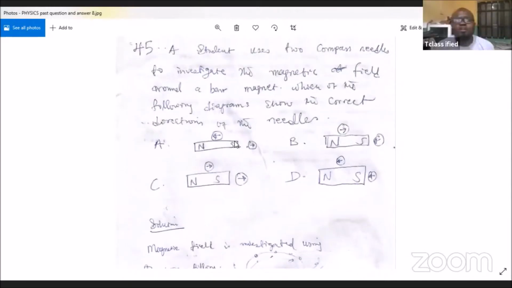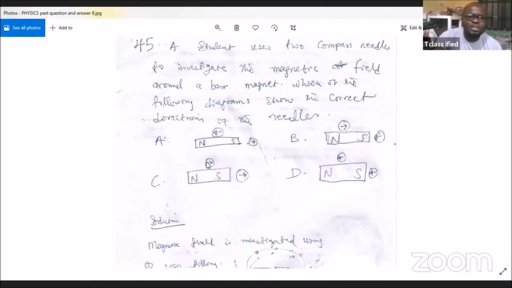A student uses 2 compass needles to investigate the magnetic field around a bar magnet. Which of the following diagrams shows the correct direction of the needle? So what you're going to be looking for is to locate where the north is and make sure the arrow is facing from the north to the south, because that's how the magnetic field moves. You see this north moving to south. It cannot be from south moving out and into north. So make sure that's what you are looking for.